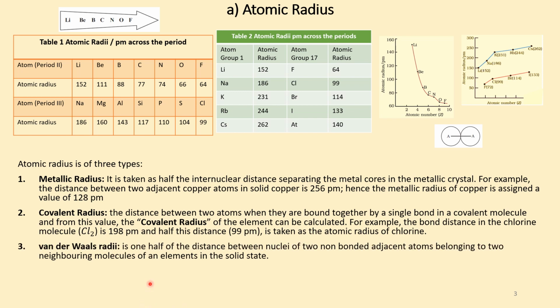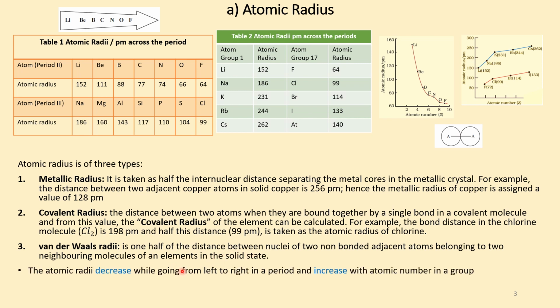Van der Waals radius is one half of the distance between the nuclei of two non-bonded adjacent atoms belonging to two neighboring molecules of an element in the solid state. We will study the van der Waals equation in subsequent lectures. So please note the contents of the table.